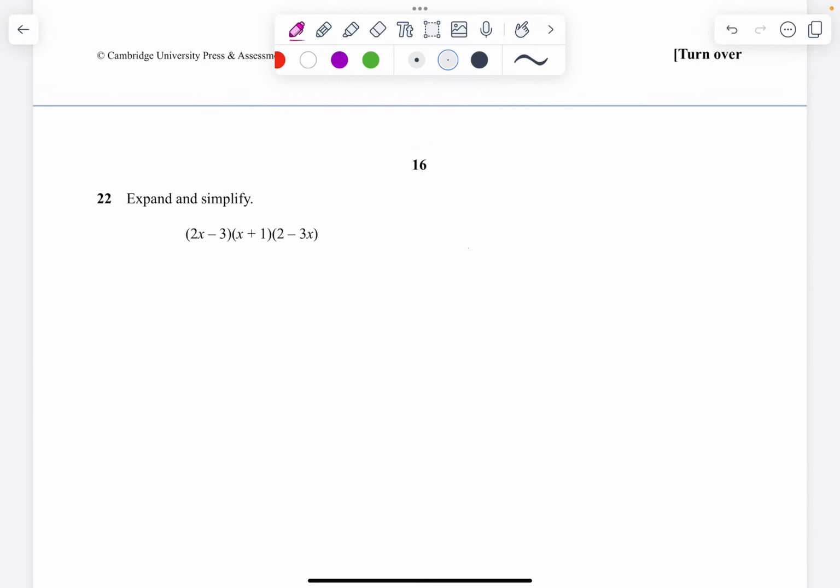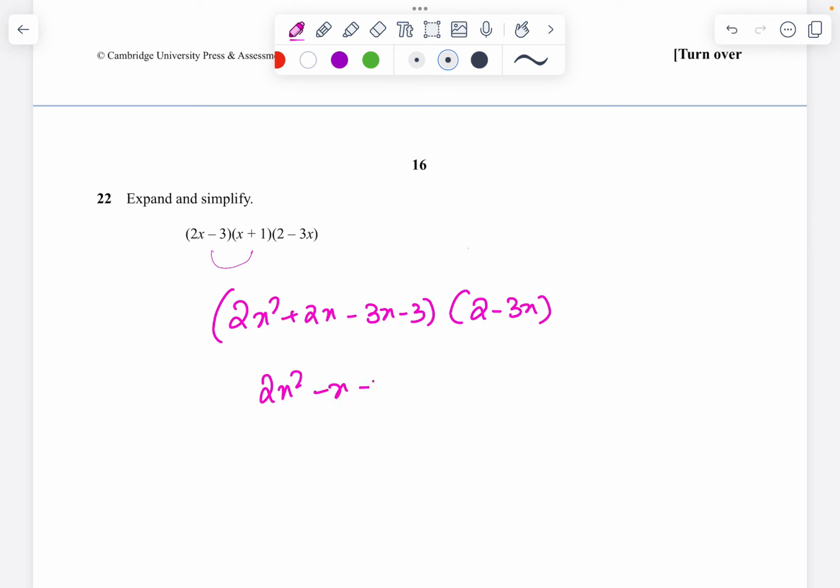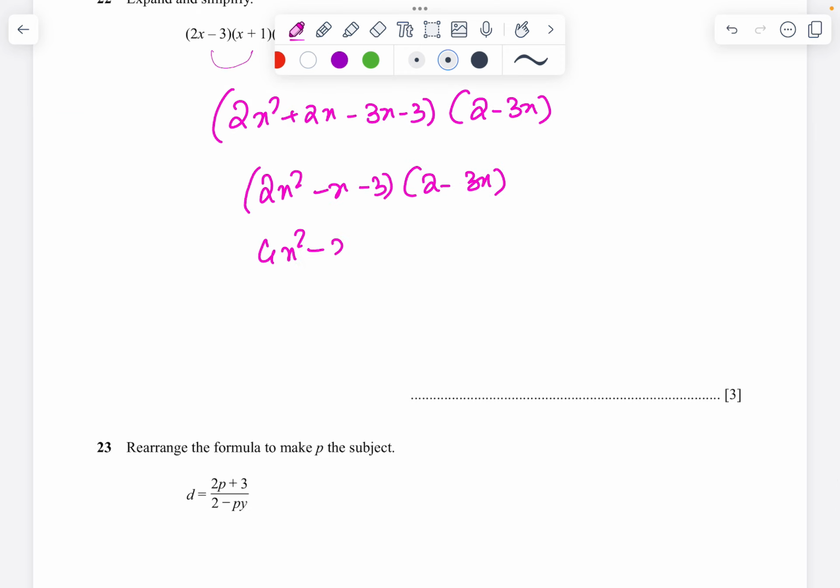Next question. Expand 2x minus 3 times x plus 1 times 2 minus 3x. So first multiply these two. It becomes 2x square plus 2x minus 3x minus 3 times 2 minus 3x. So 2x square minus x minus 3 times 2 minus 3x. Multiply it further, it becomes 4x square minus 2x minus 6 minus 6x cube plus 3x square plus 9x. So my final answer is going to be minus 6x cube plus 7x square plus 7x minus 6.